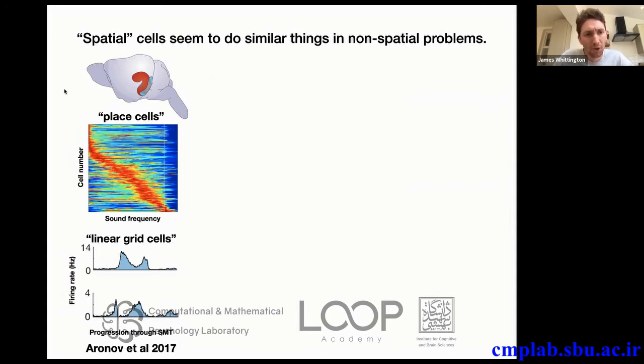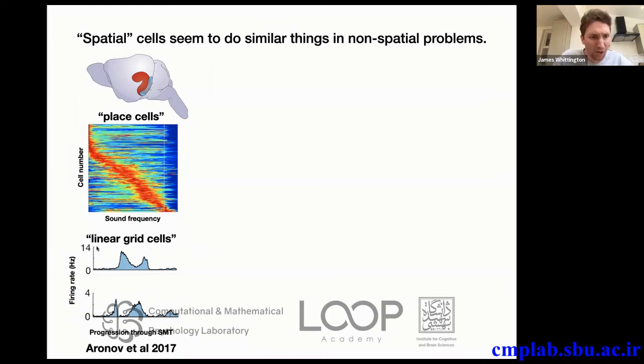For example, an animal holding down a lever, pressing down a lever until it hears a certain sound frequency, is inherently a very, very non-spatial task to do. However, if you look inside the hippocampus, you'll find these cells that seem to tile the space. One cell here seems to care about just this sound frequency and not other ones. And likewise, this cell here seems to care about these sound frequencies and not other ones. So they seem to care about a place in frequency space as opposed to a place in actual space.